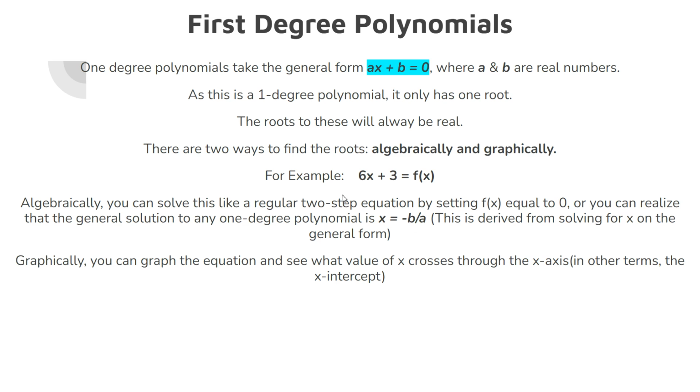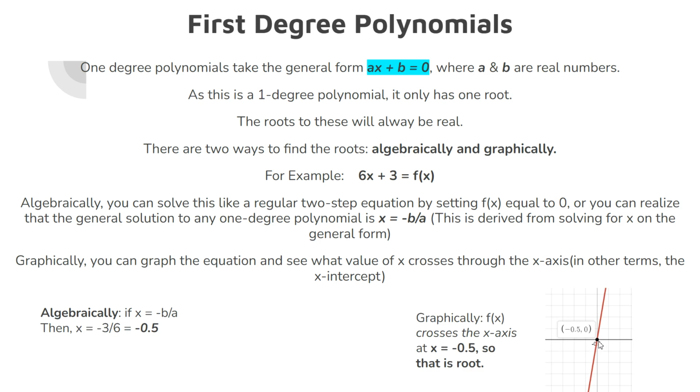Graphically, you can graph the equation and see what value of x crosses through the x-axis, in other terms, the x-intercept. So for this one, algebraically, if x equals negative b over a, then x would be negative 3 over 6, so negative 0.5. Graphically, I just used Desmos, you can see that f of x crosses the x-axis at x equals negative 0.5, so that is the root.